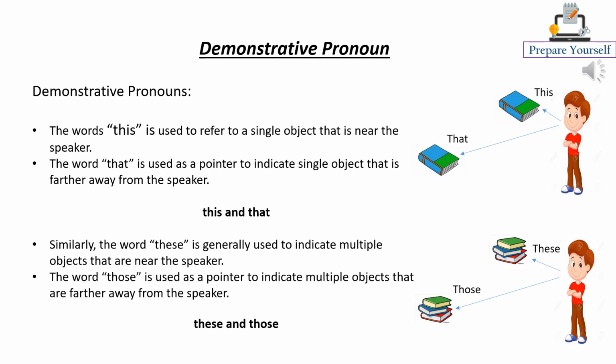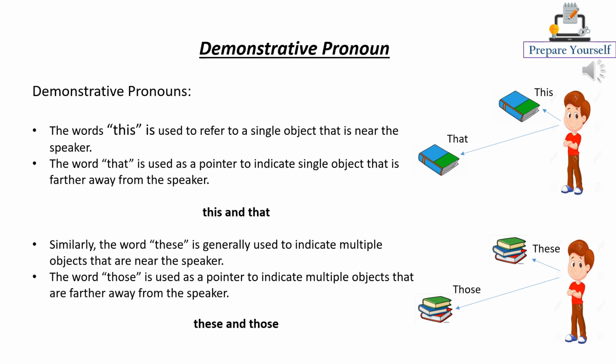Demonstrative pronoun. A demonstrative pronoun is a pronoun that is used to point to something specific by the speaker. These pronouns can indicate specific thing or time, and they can be either singular or plural. Let's have a look at singular demonstrative pronoun. This and that are singular demonstrative pronouns.